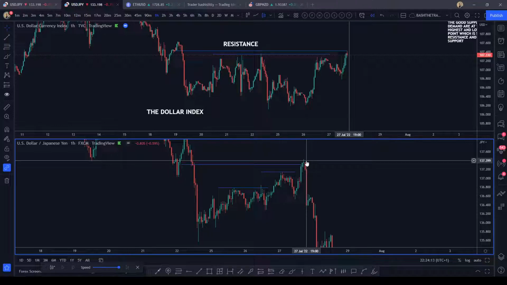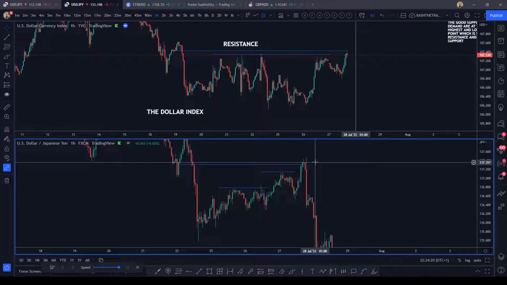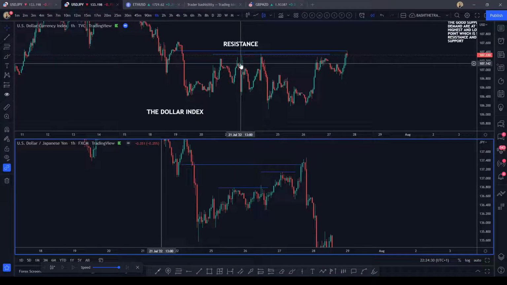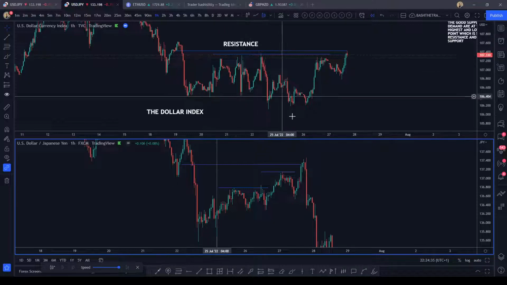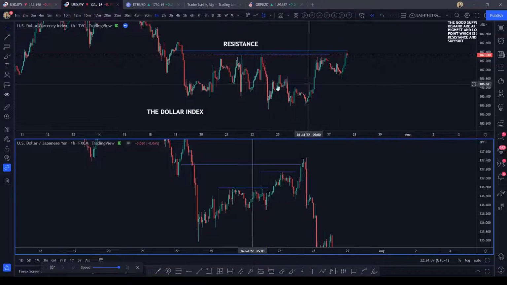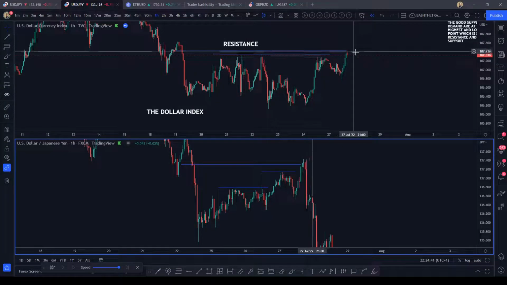But me, because I'm experienced and I know what I'm doing, and I'm very skillful in demand and supply, I knew that there was going to be a reversal. So the US dollar currency index gave me a very strong edge on this particular trade. That's why I'm doing a video about it, by the way. As you can see, there's a resistance that's going to stop the price.